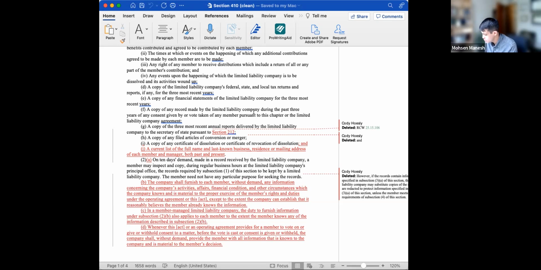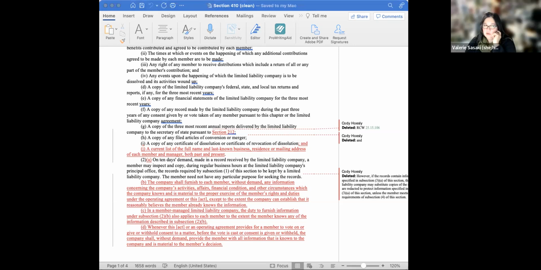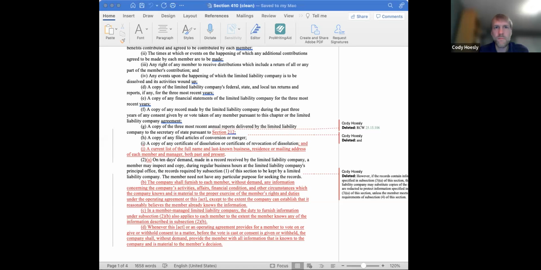Although ROLCA has this additional language, but the operating agreement may impose reasonable restrictions on the availability and use of that information. So I'm not sure that adds a whole lot to just saying you cannot unreasonably restrict, but it seems to be just another way to say that, right? So you have to give people notice as opposed to just showing up with your team of photocopiers.